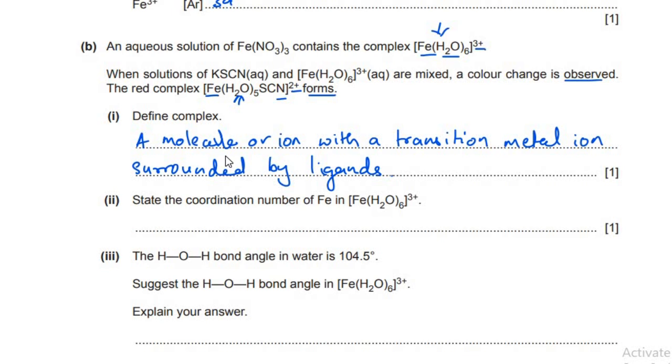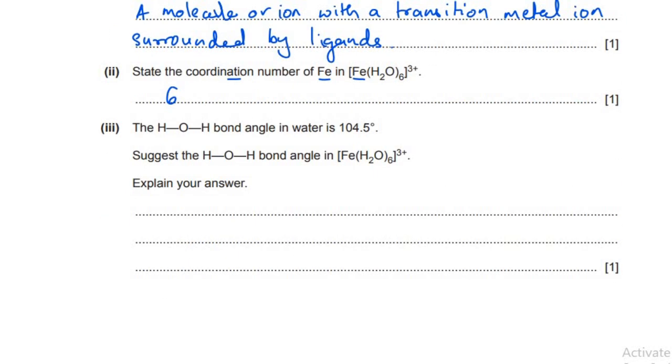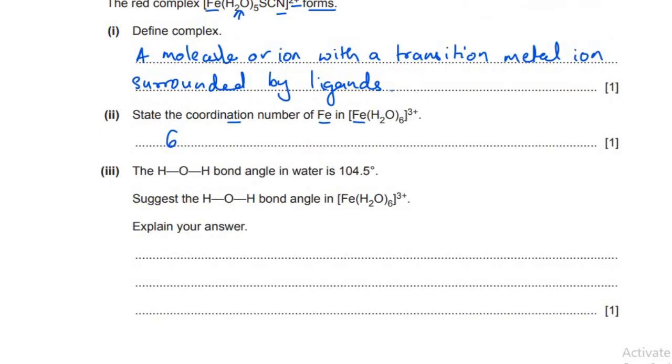The second part: state the coordination number of Fe in [Fe(H2O)6]3+. Now how many coordinate bonds does the Fe form here? One with each water molecule, so there are 6 coordinate bonds, and that's why the coordination number of Fe is 6 in this complex. The HOH bond angle in water is 104.5 degrees.